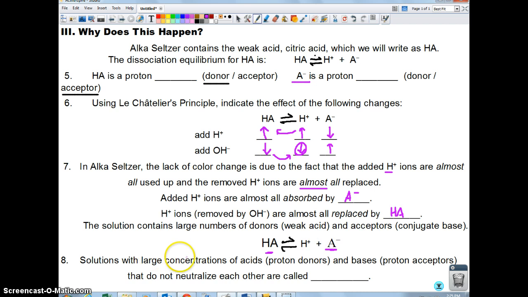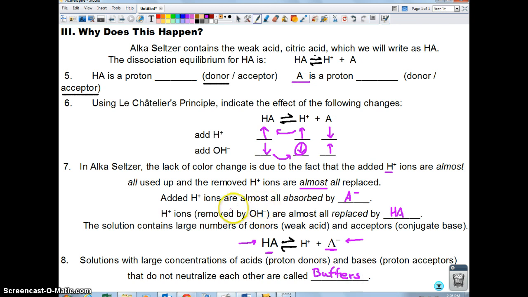So solutions with large concentrations of acids and large concentrations of bases that are not neutralizing each other, because what do we have here? This is an acid, this is a base, but they're not neutralizing one another. So those two things are thus called buffers. And I'm trying to write with a mouse instead of on the board. So these buffers are what we're going to be talking about here.